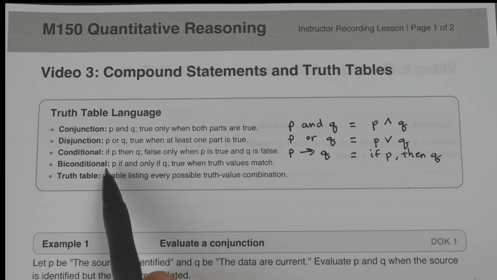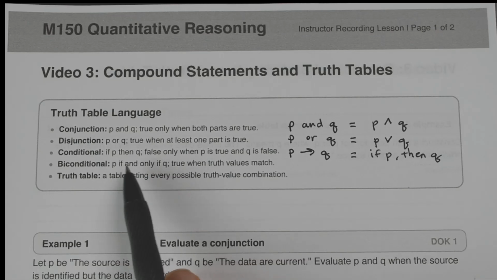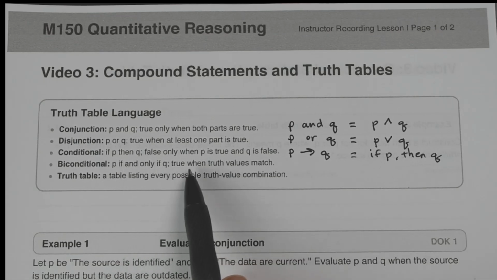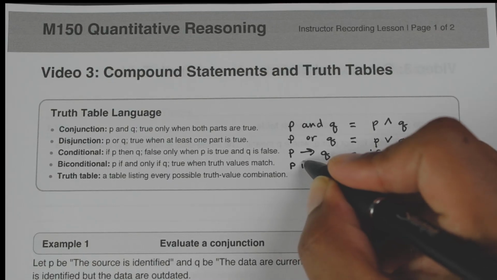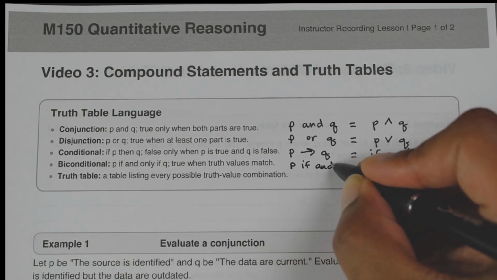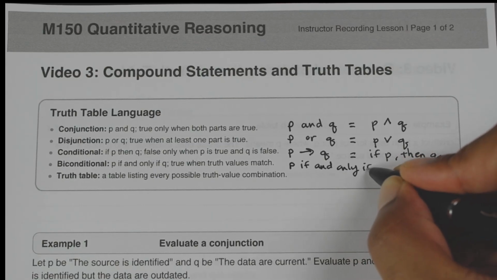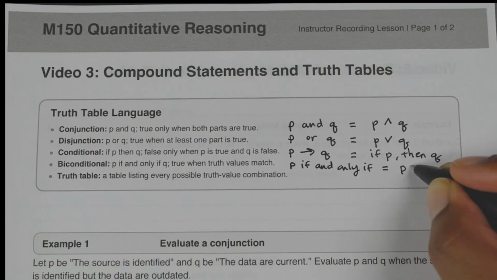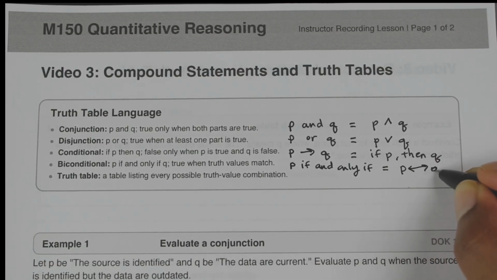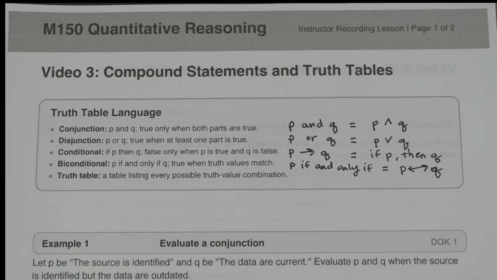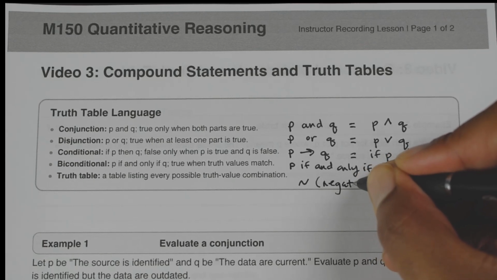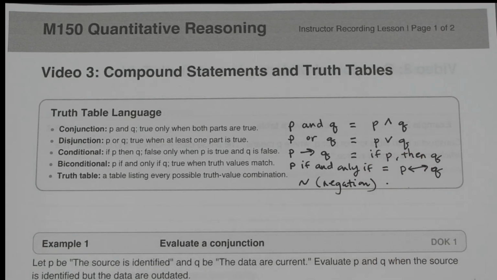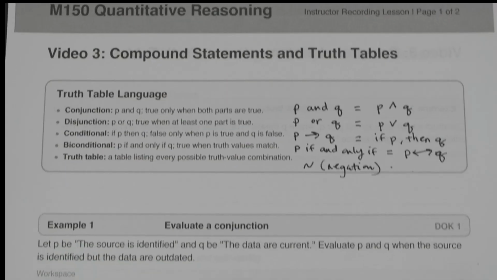Biconditional: P if and only if Q. It's true when truth values match. That's the symbolism for that. We are also going to continue using the negation symbol as well. Anytime you see that, that's a negation symbol. Okay, let's jump right in.